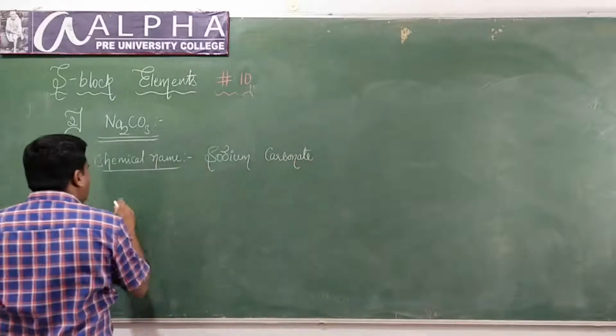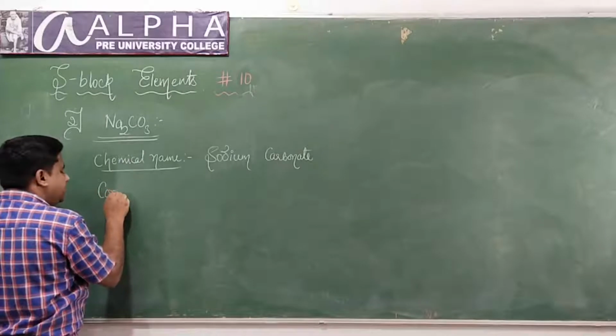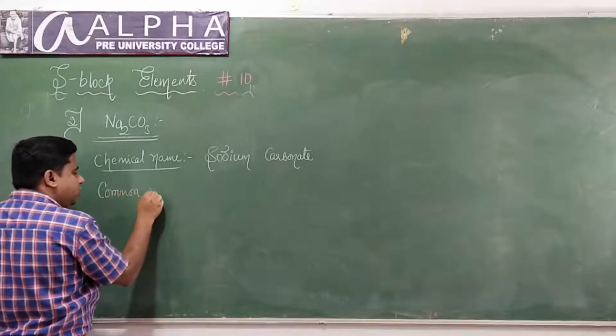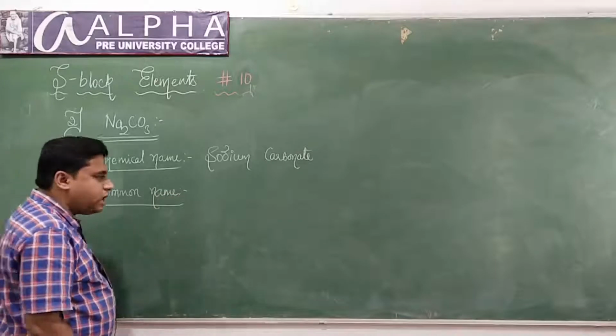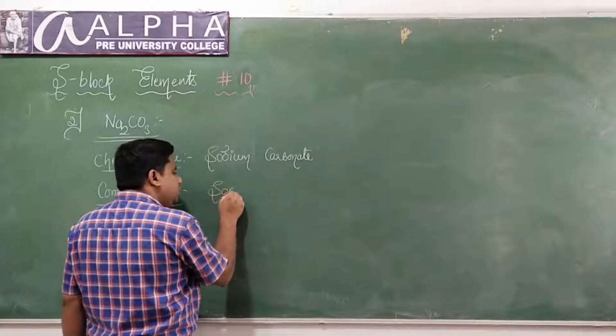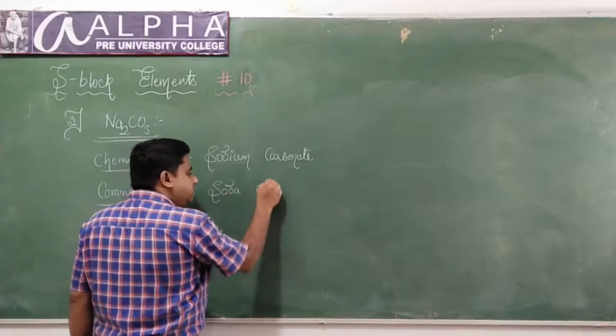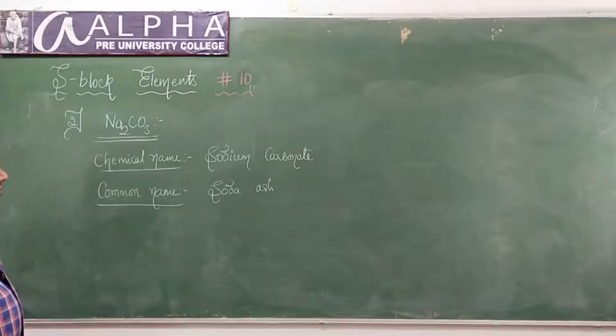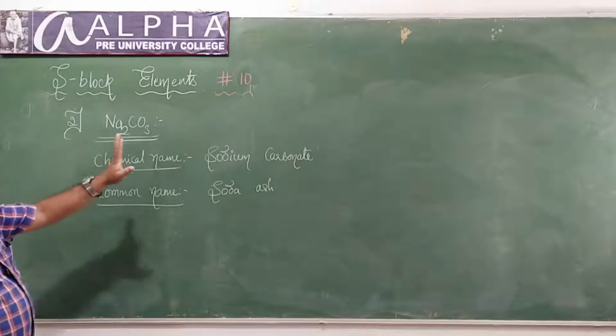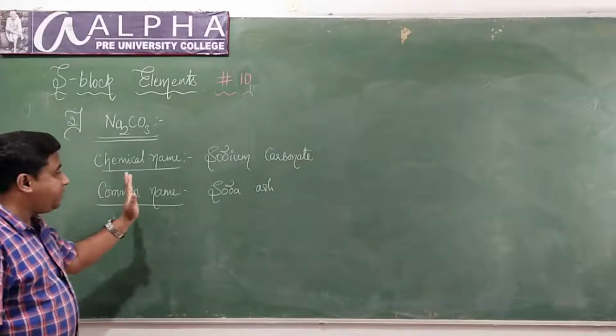What is the common name of sodium carbonate? The common name of sodium carbonate is soda ash. Okay, the chemical name of Na2CO3 is sodium carbonate, and the common name is soda ash.